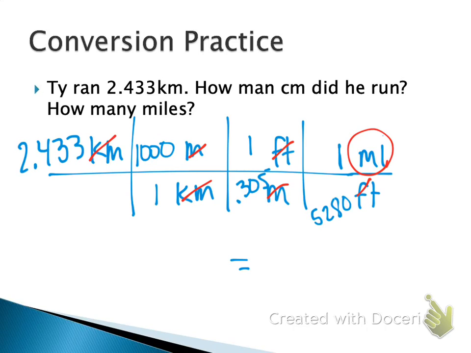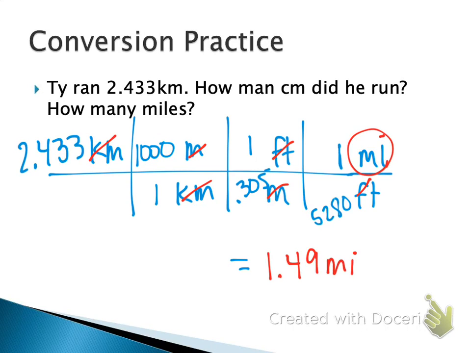The unit that I want always needs to be top right of my T-chart. Okay, so 2.433 times 1,000. Then in my calculator, I would go divide by 0.305, divide by 5280, so I don't have to re-enter anything. I got about 1.49 miles.